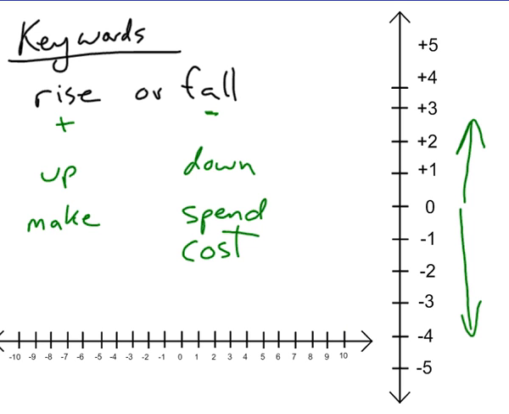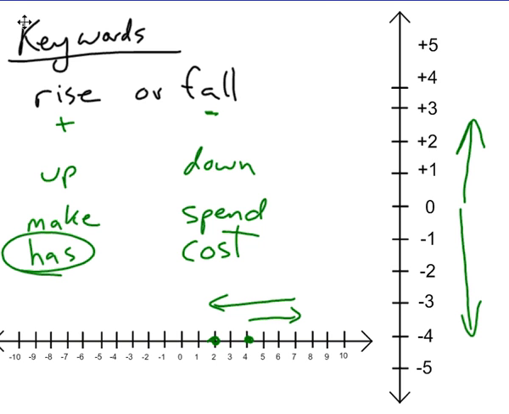Another word for make would be has, or has might even be a better idea for where you start off on your number scale. If I have $4, well, obviously I'm going to start here, and I make $3, and I would go to here, and then I spend $5, and I'd be left with that. Pay attention to these keywords, especially in your word problems.